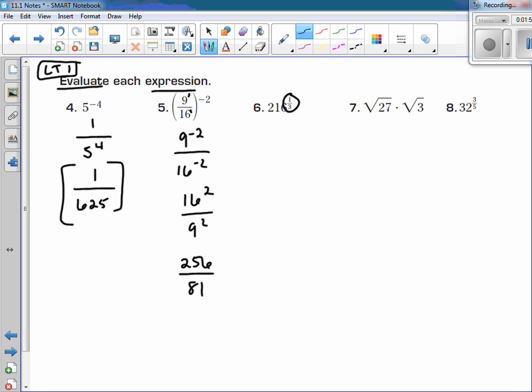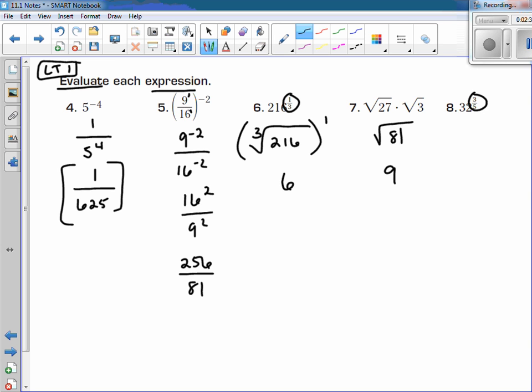On number 6, you have a fractional exponent. So again, I'll remind you the numerator is the exponent, and the denominator is the root number. This is the cube root of 216, all to the first power. So the cube root of 216 is 6, and 6 to the first power is 6. On the next one, you have two radicals being multiplied. They're both square roots, so since they're both the same, you can multiply. And so what do you do to the numbers inside the radicals? You multiply them. So you get the square root of 81, which is 9.